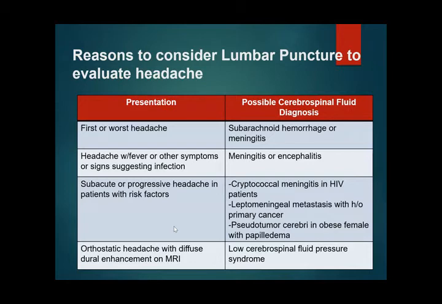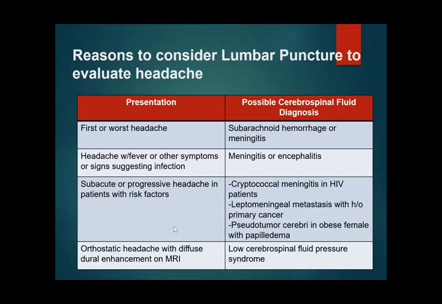And then pseudotumor cerebri or idiopathic intracranial hypertension, which we call it now. Pseudotumor cerebri is an old name. There is no tumor in the brain, but this is just an old name for idiopathic intracranial hypertension. In obese females with papilledema, and orthostatic headache with diffuse diural enhancement on MRI, which is a low CSF pressure syndrome, and I'll describe it later.